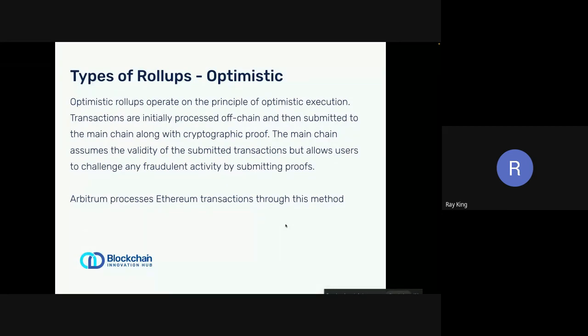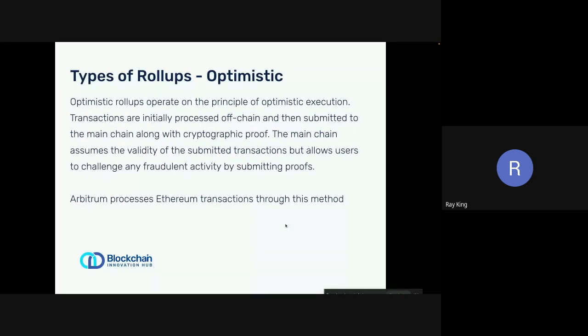But the security feature here that handles fraudulent activity is that users can challenge any fraudulent activity by submitting proof. In the case where it assumes that these transactions are valid, but they're not, the user involved can decide to come in and challenge that particular transaction by submitting proof that this is a fraudulent activity. And this rollup actually has protocols and mechanisms in place for such transactions.